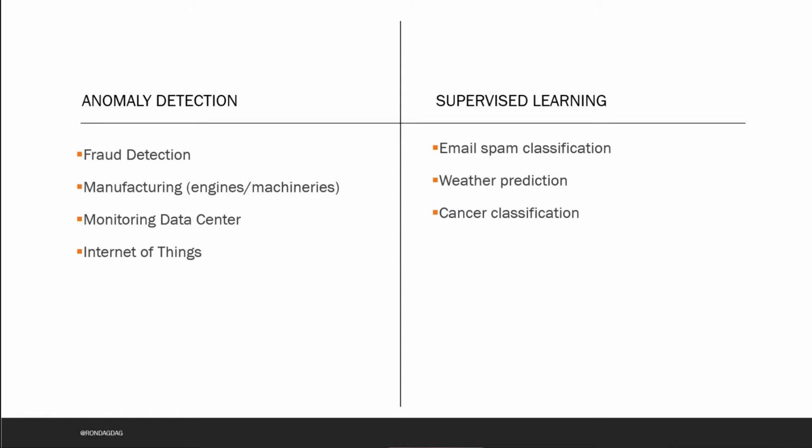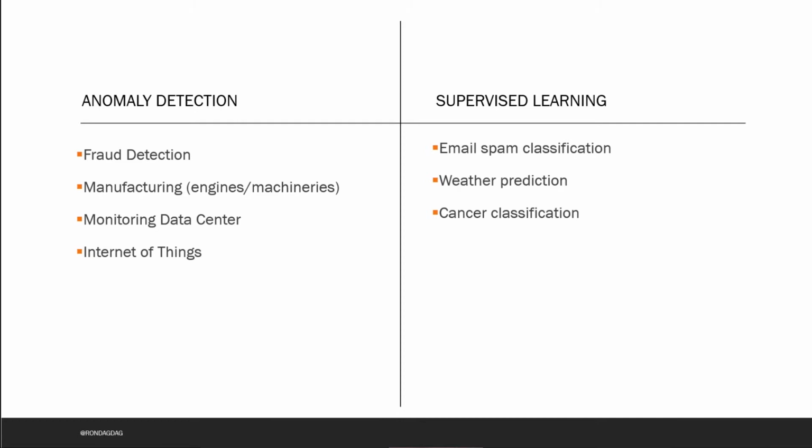Manufacturing would be a good use case for anomaly detection. You have a machine running constantly, and suddenly there is something out of the ordinary that would make it fail, like a sensor failing on that machine. That would be a good use case for anomaly detection. Monitoring a data center, most likely they've used that a lot. Of course, Internet of Things is a good application for anomaly detection.